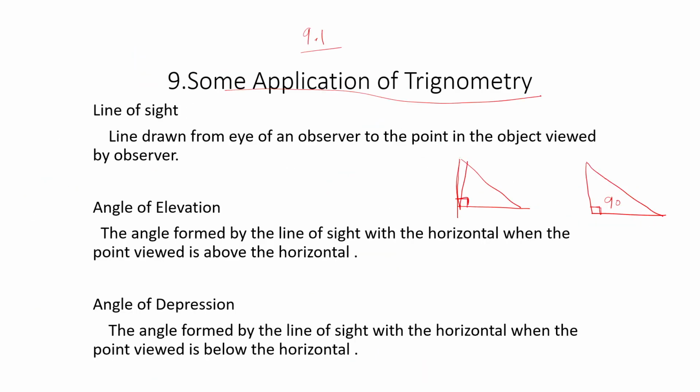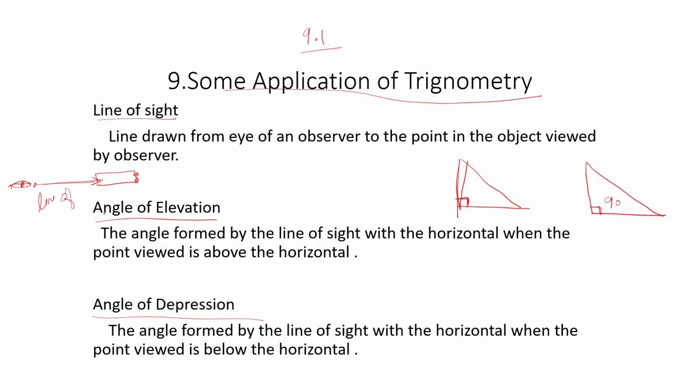Now we will see the application. For application we require three terms: line of sight, angle of elevation and angle of depression. What is line of sight? Suppose I am seeing a bus moving on a road. The line from my eye to that bus is the line of sight. Whatever object we are viewing, the line from the eye to that object is called the line of sight.